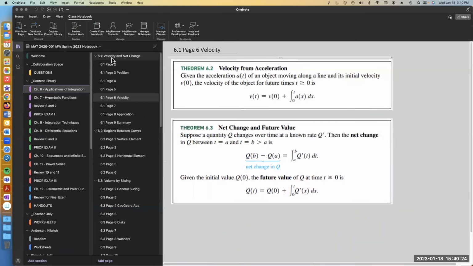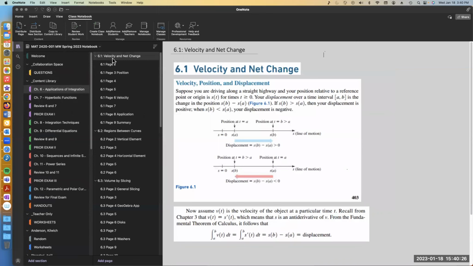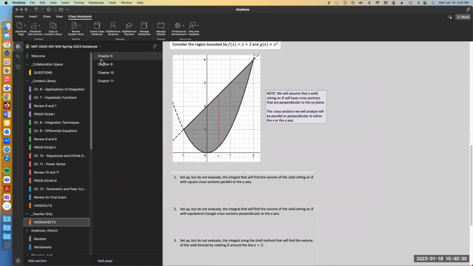Will there be a worksheet to do every week? No, there's only going to be 4. So I'm going to do one for each of these 4 chapters.